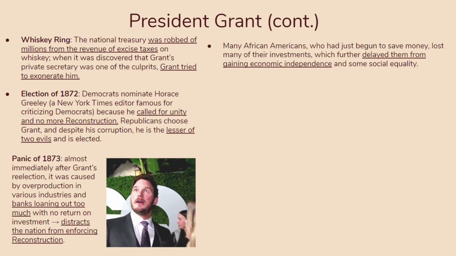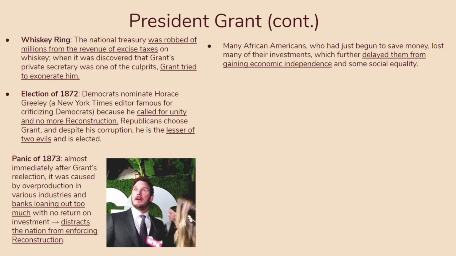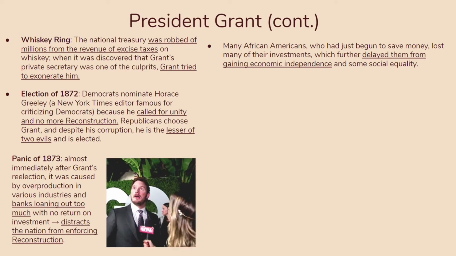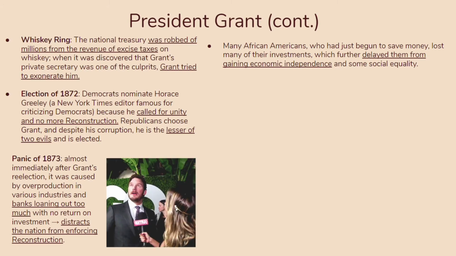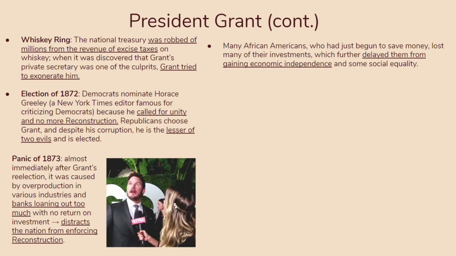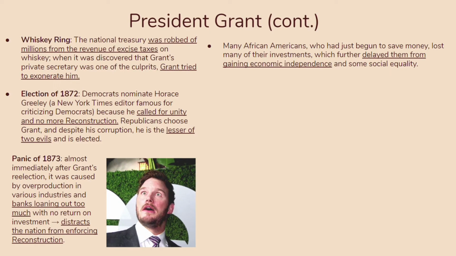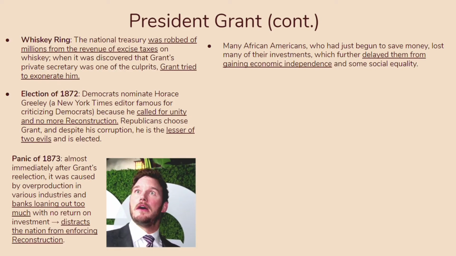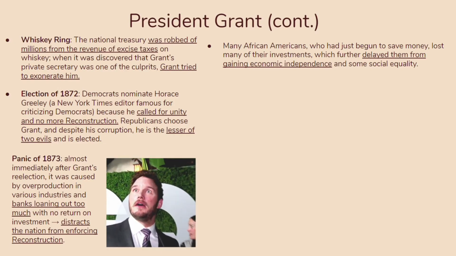And due to the panic, many African Americans who had just begun to save money lost many of their investments, which further delayed them from gaining economic independence and social equality. So remember, we talked about how many African Americans were unskilled workers, and they only relied on sharecropping as a viable source of income. So they had just begun saving money, possibly to get an education and move up the social ladder. And now that they've lost their investments, they can't do that and they're stuck with sharecropping.